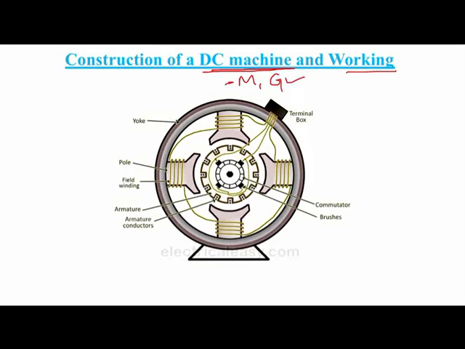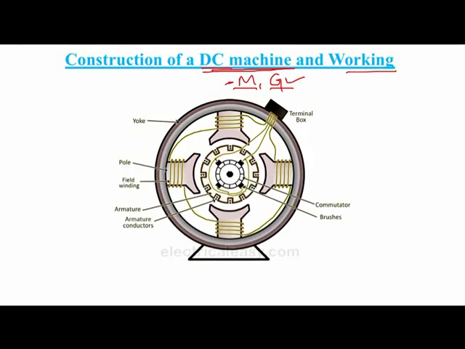Here we state the construction of a DC machine, which means the construction is the same whether it is for a motor or a generator. That's why we are not differentiating between the construction of a DC motor or a DC generator. We simply call it the construction of a DC machine. The same machine can be used as a motor as well as a generator.